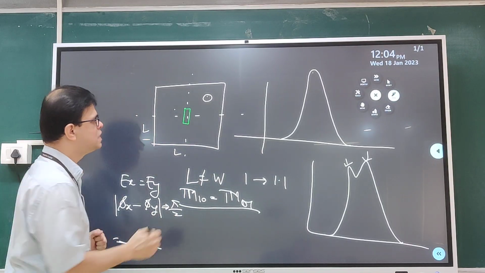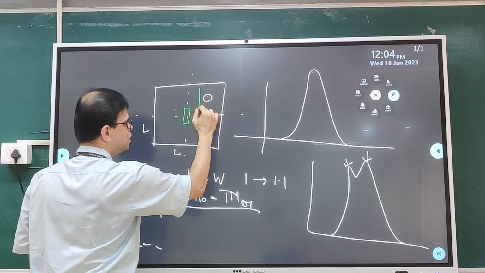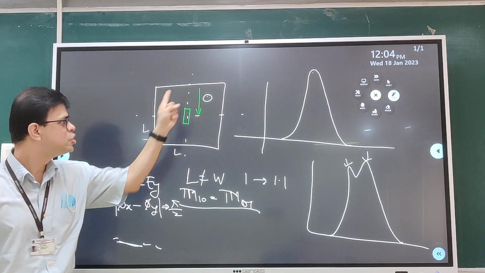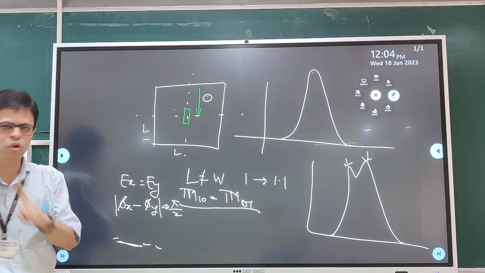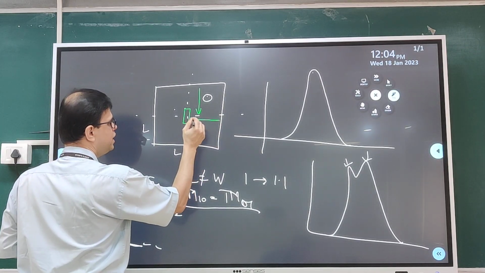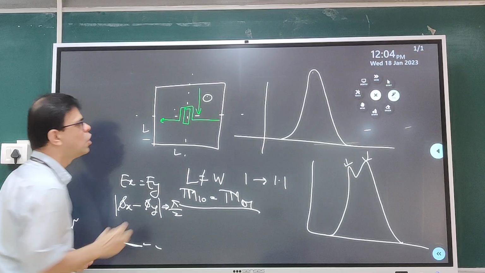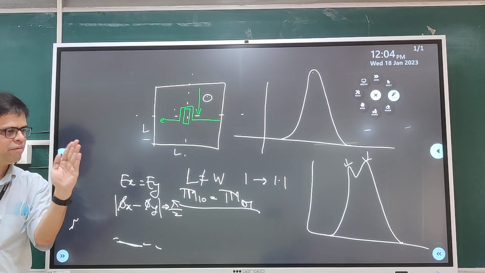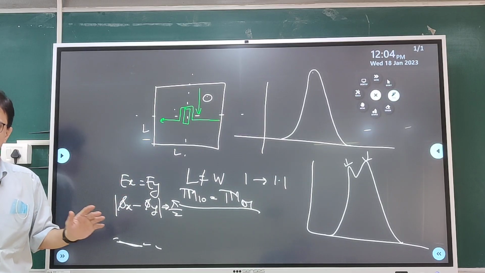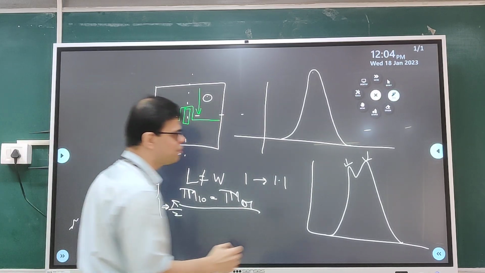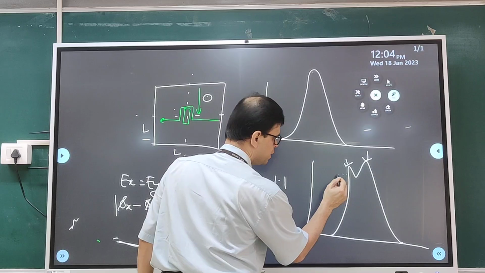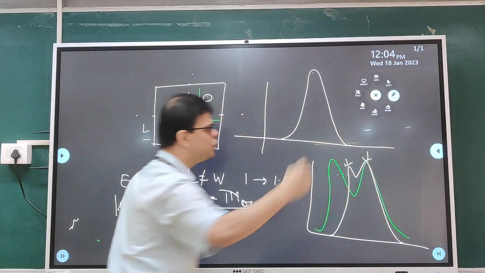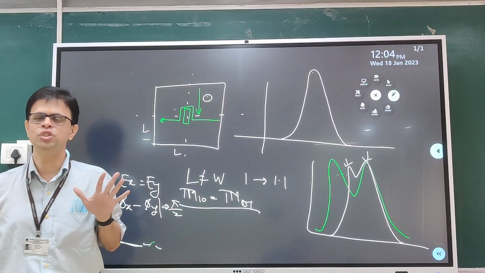What will it do? See, for 01 currents, the slot is in a parallel direction to the 01 currents. 01 currents are like this. For the 10 mode current, the slot is orthogonal to the surface currents. Because of that, the 10 mode frequency will reduce, 01 will remain constant. So with this, this peak will start coming here and this peak will continue to remain at nearly the same position.